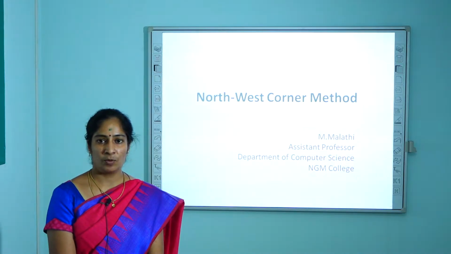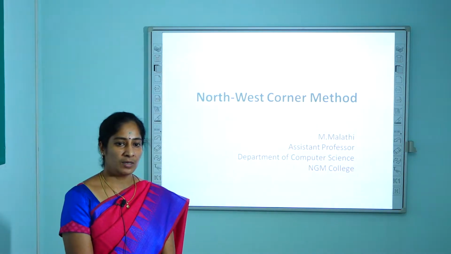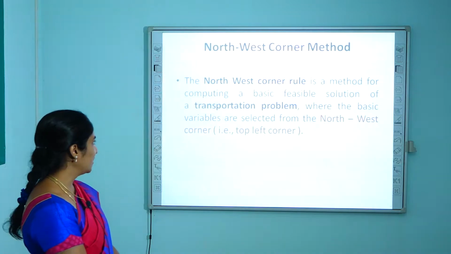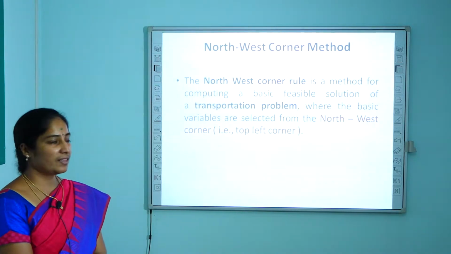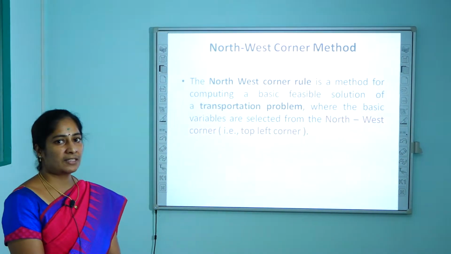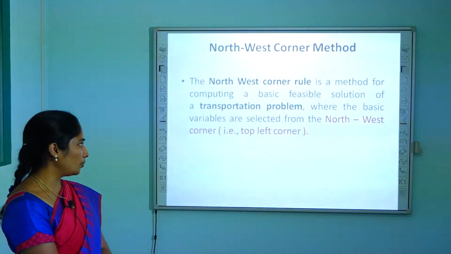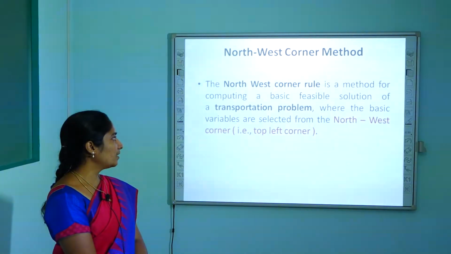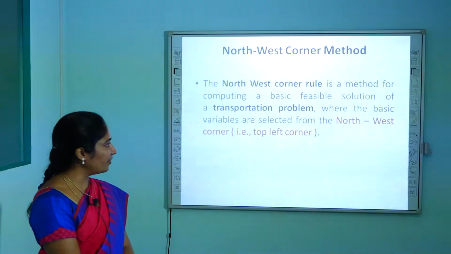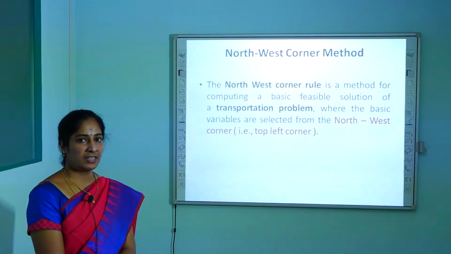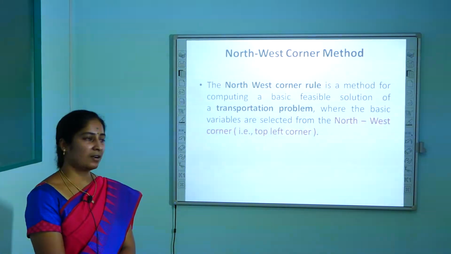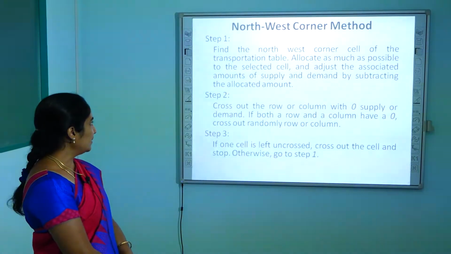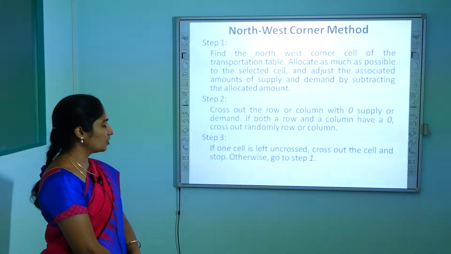Today the class is about the northwest corner method in computer based optimization technique. The northwest corner rule is a method for computing a basic feasible solution in the transportation problem. The name northwest corner is given because the basic variables are selected from the northwest corner, that is, the top left corner. There are 3 steps to be followed in the northwest corner method.